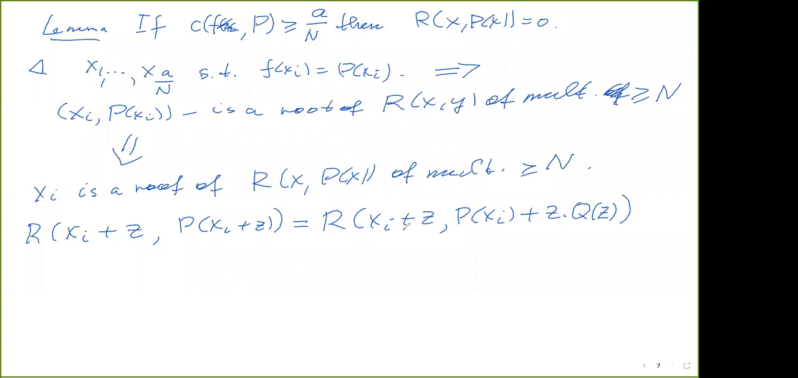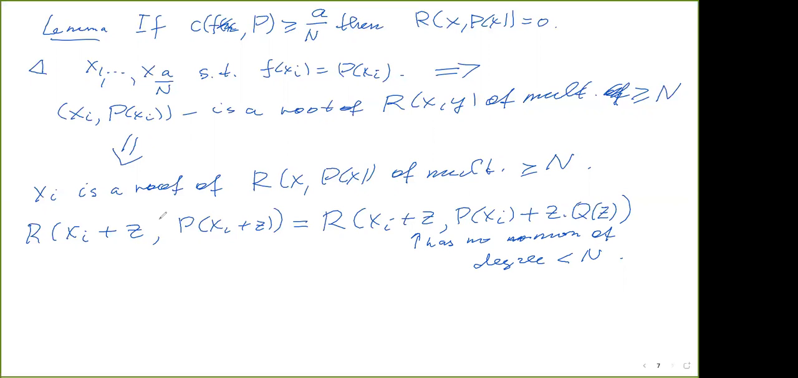And we know that if we consider certain variable z and say u here, this polynomial has no monomials of degree less than n. So that means that when we substitute z times q of z for the second variable, we will obtain no monomials of degree less than n. So that polynomial has no monomials of degree less than n. And this means that this is a root of these univariate polynomials of multiplicity at least n.